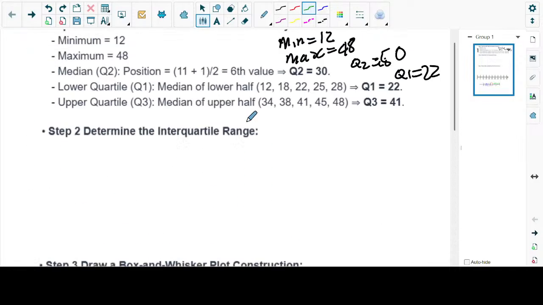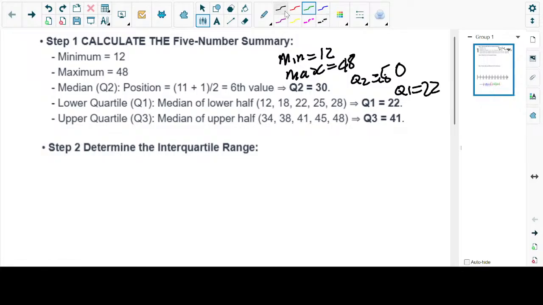We are going to get 3 marks for this. How do they mark this? They say 1 mark for min and max, 1 mark for Q2, and 1 mark for Q1 and Q3. Sure, we're done with that one. Okay, now we can move on, guys.